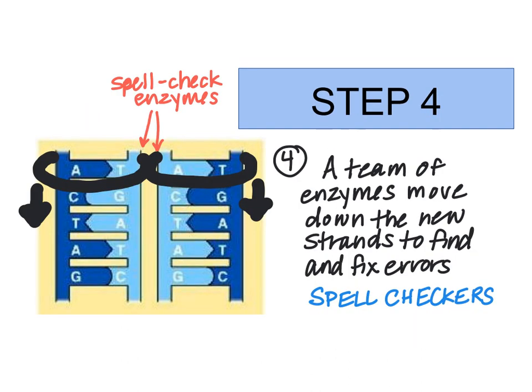Once DNA polymerase has finished building the molecules, a team of enzymes move down the new strands to try and find any place where the bases may have been mismatched. Once they find them, they cut them out and fix them. This group of enzymes are called spell checkers. Pause the video and add this information to your notes.